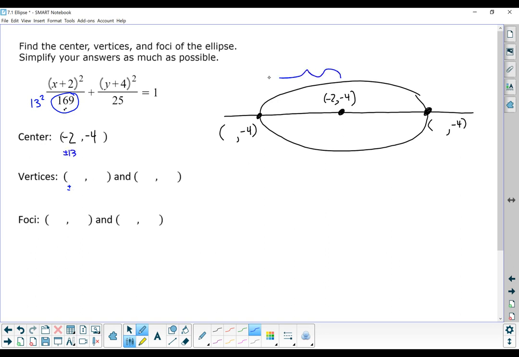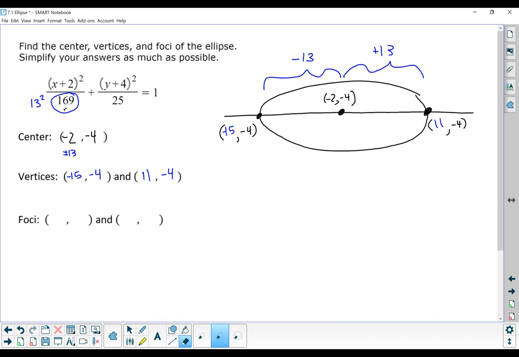So this one is 13 to the left, and this one is 13 to the right. But we're adding and subtracting from the x value, not the y value. The y value will stay the same. So this one will be negative 2 minus 13, which is negative 15. And this one will be negative 2 plus 13, which puts it at 11. And again, the y value is the same because they are on that horizontal major axis.